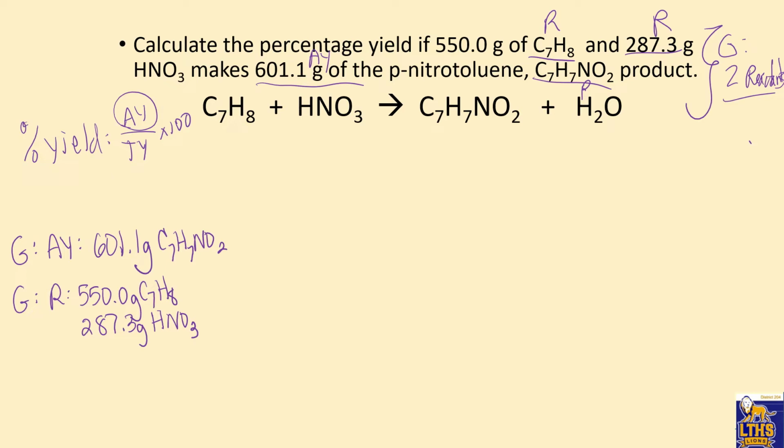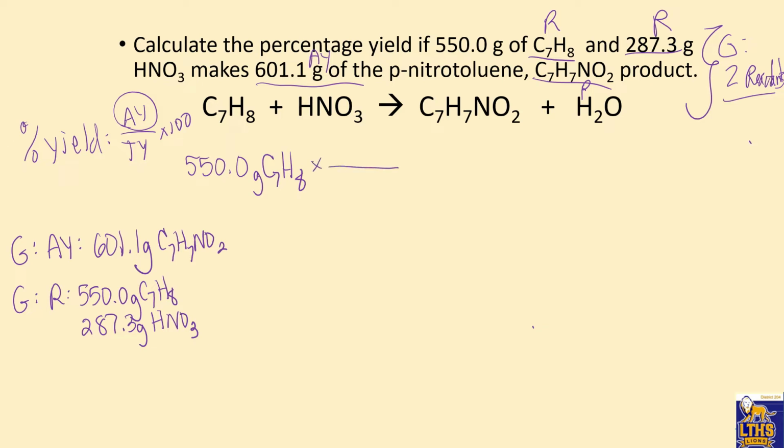All right, so we're given the actual yield. We have to find the theoretical yield in order to find percent yield. So a limiting reactant problem means you take one reactant. You could pick either one. All right, I'm going to pick the 550 grams of C7H8. Notice it's a reactant, right? I'm going to change it into product.